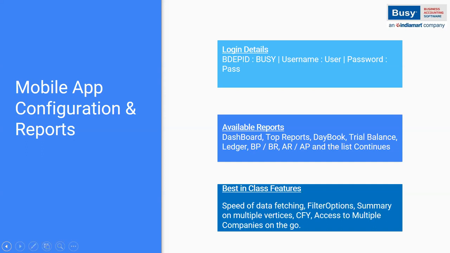You can change financial year. You can connect multiple companies in a single go. Same like in Busy, you can connect multiple companies. In the mobile app also, you can connect multiple companies. You can change financial year. You can work.